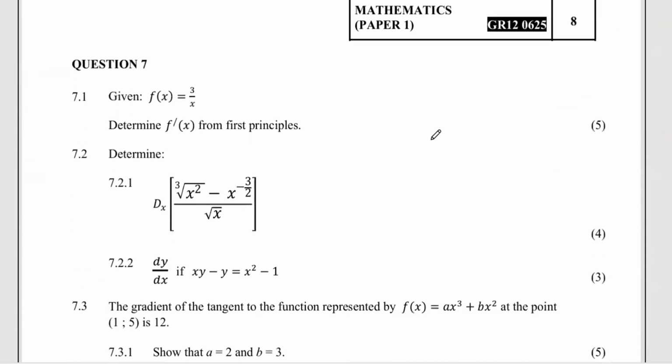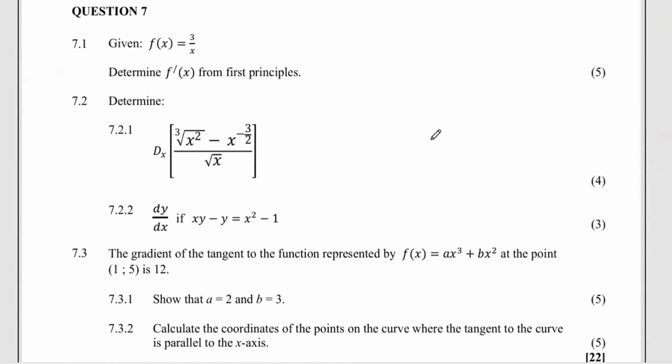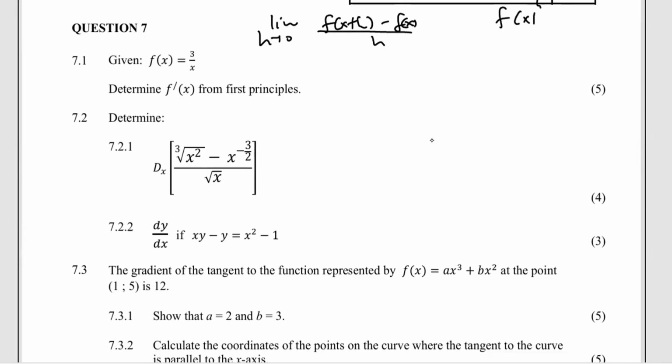Then question number 7. Question number 7, which is the calculus. They want us to do first principles. We know that first principles will tell us that the limit as h tends to 0, f of x plus h minus f of x divided by h. So if this is our f of x, we know that our f of x plus h is going to be 3 over x plus h. Let's do the substitution and see.